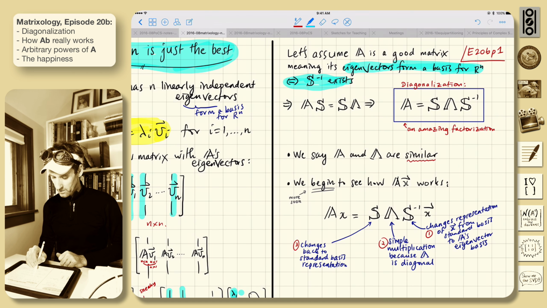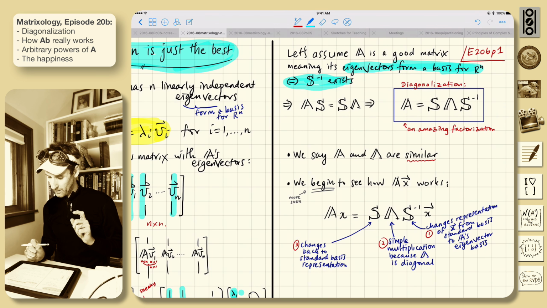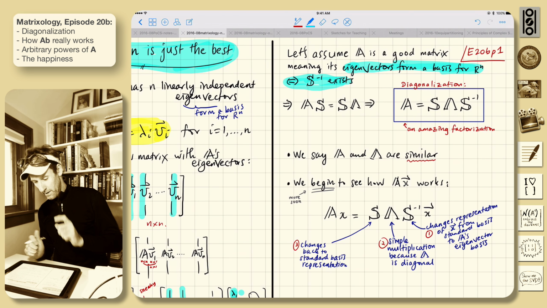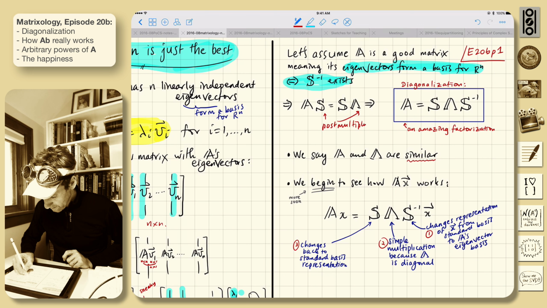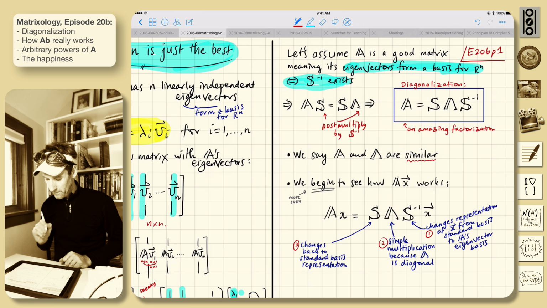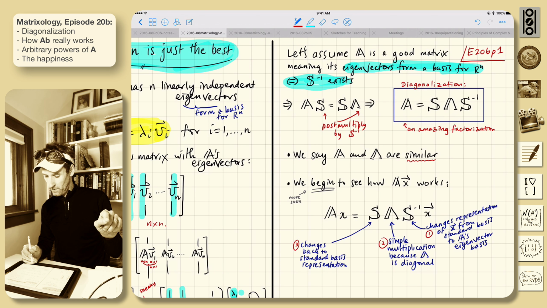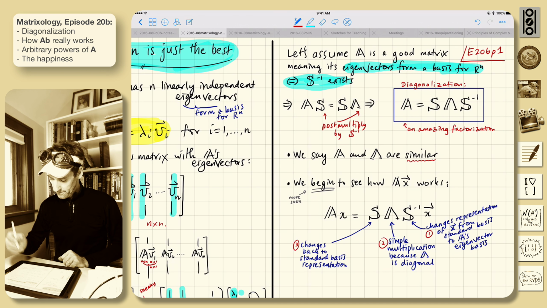So the equation we just got to, AS equals S lambda, we could post-multiply, let's write this in, post-multiply by S to the minus 1, the inverse, right? And then S times S to the minus 1 is just the identity, right? So it cleans that off, yeah? And we end up with this story here on the right. Really fantastic.